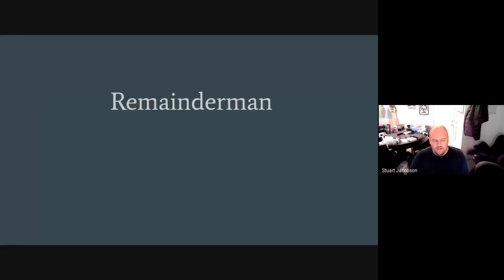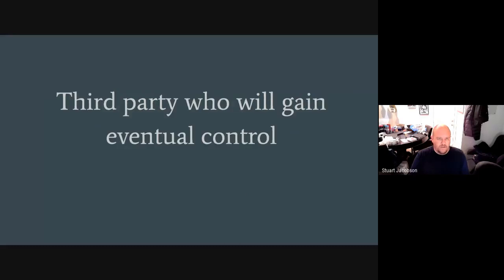Remainder man. This is a third party who will gain eventual control. This is really referring to a life estate, right? Let's say I own a property. I give a life estate to my aunt based on the life of my grandparents, okay? And then it goes back to my brother when my grandparents die. Confusing. I had to make that confusing because I wanted to. But my brother, who is the third party, who will gain eventual control, right? That is the remainder man. And no, I do not have a brother, but for this example, I do.